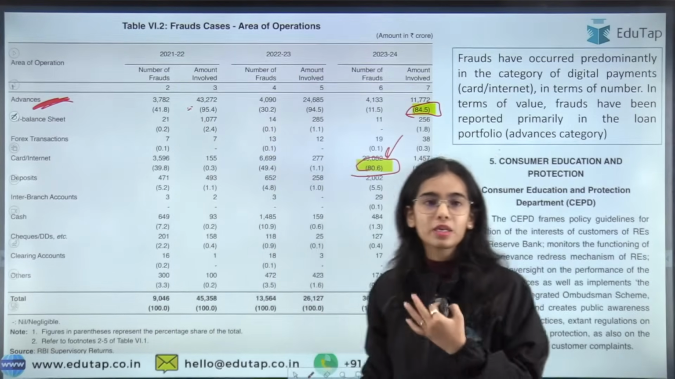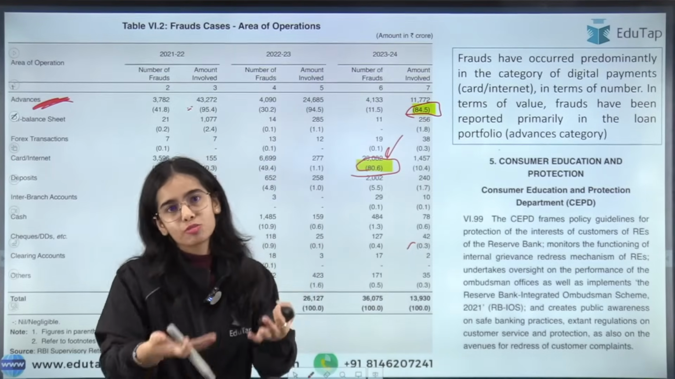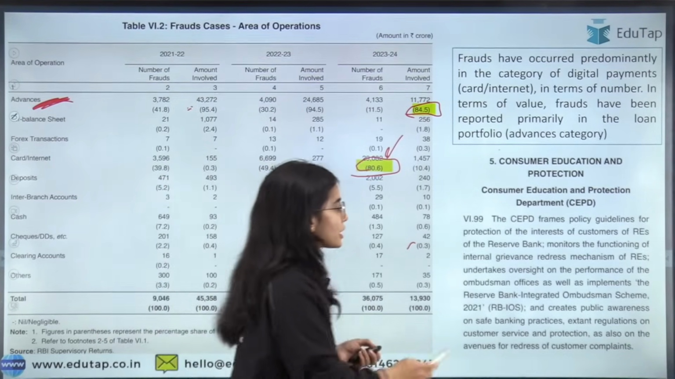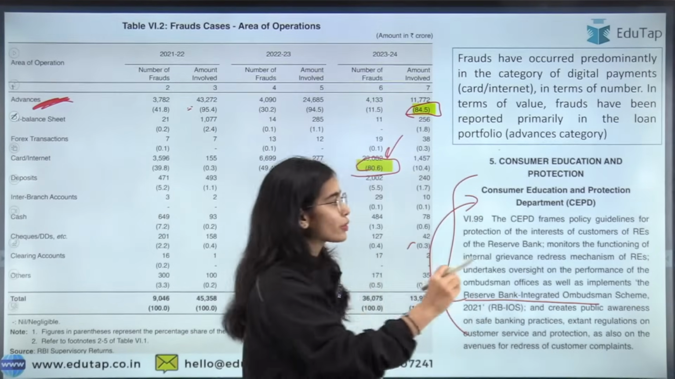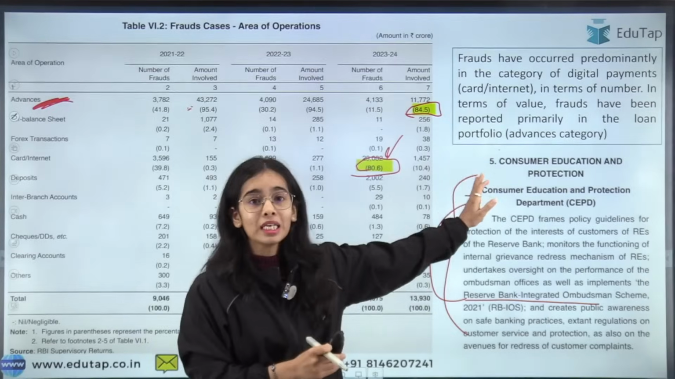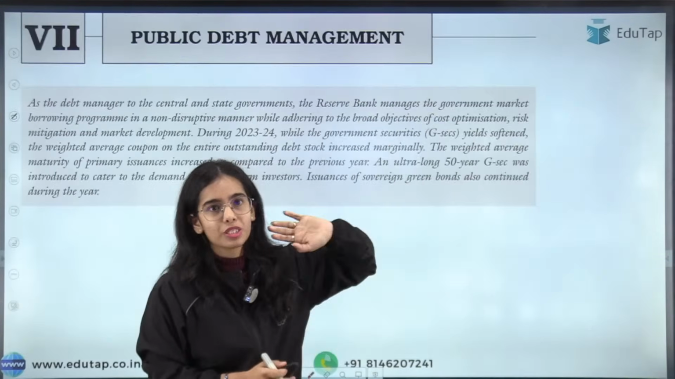Okay, now CEPD, that is the Consumer Education and Protection Department. It educates the consumers, it protects the consumers. So the Reserve Bank Integrated Ombudsman Scheme comes under the Consumer Education and Protection Department, because this is the one that is protecting the consumers and hearing the problems of the consumers. I hope this is clear.